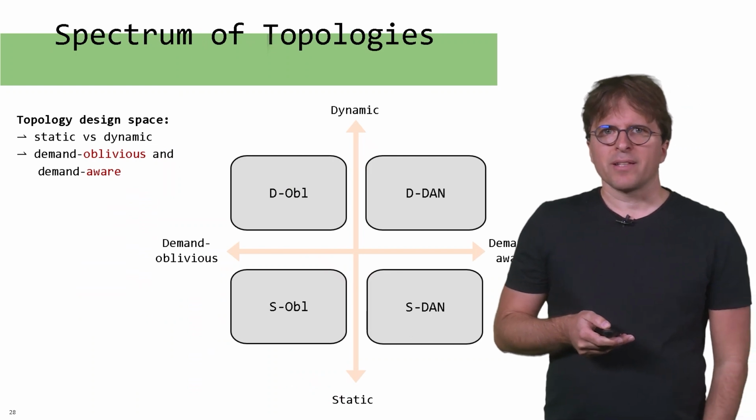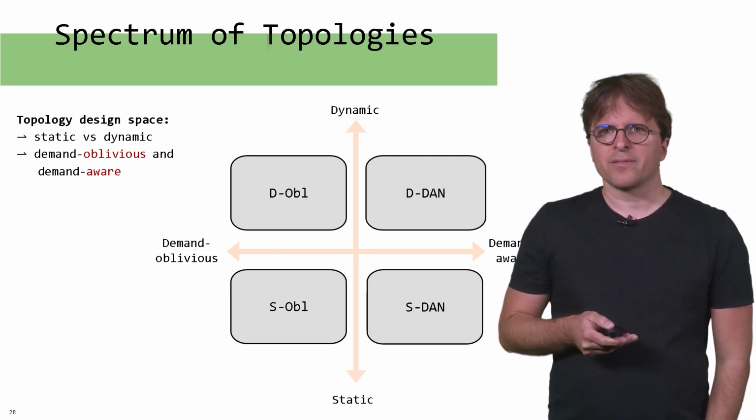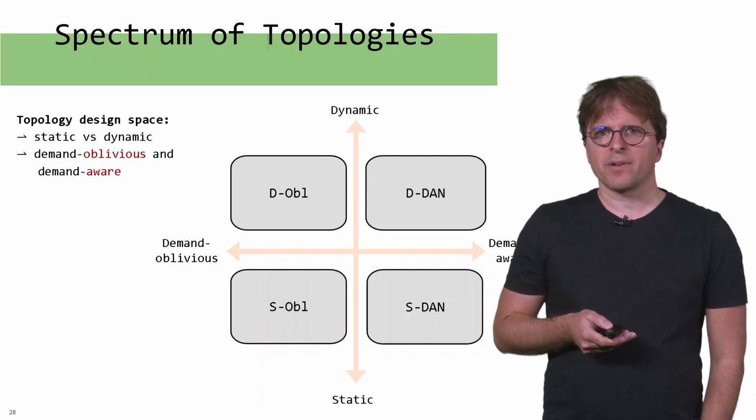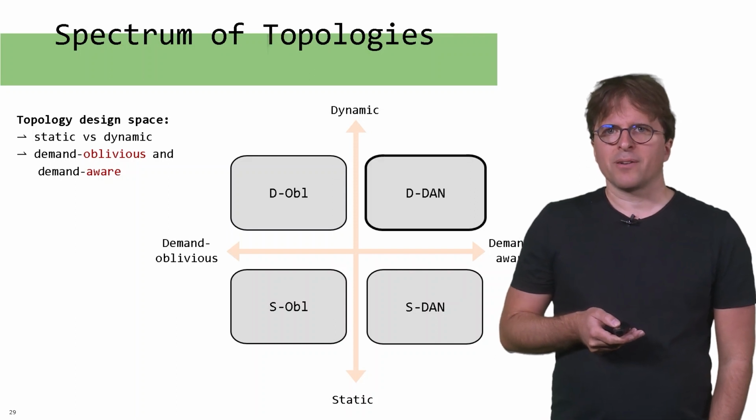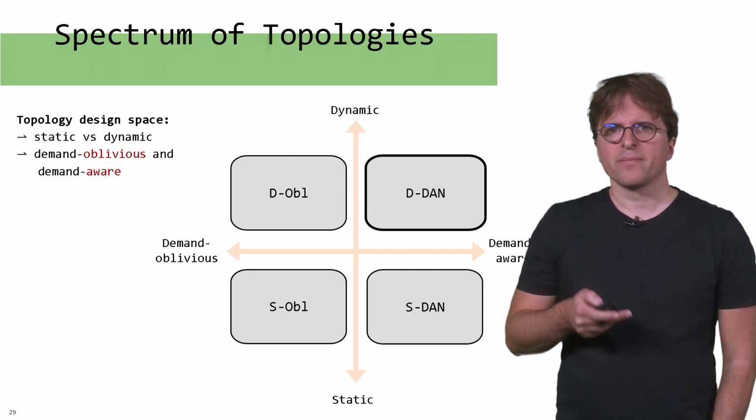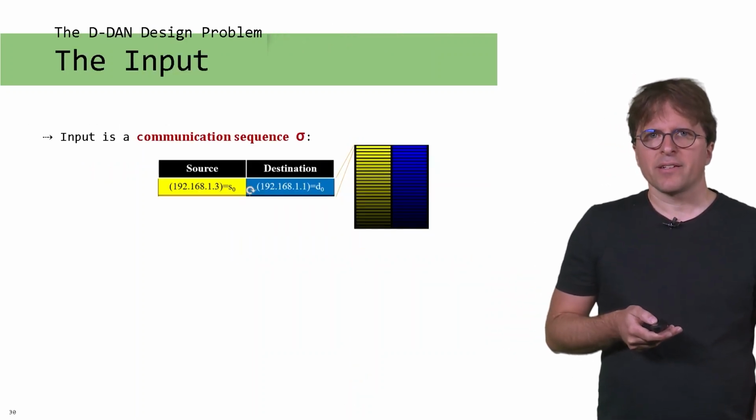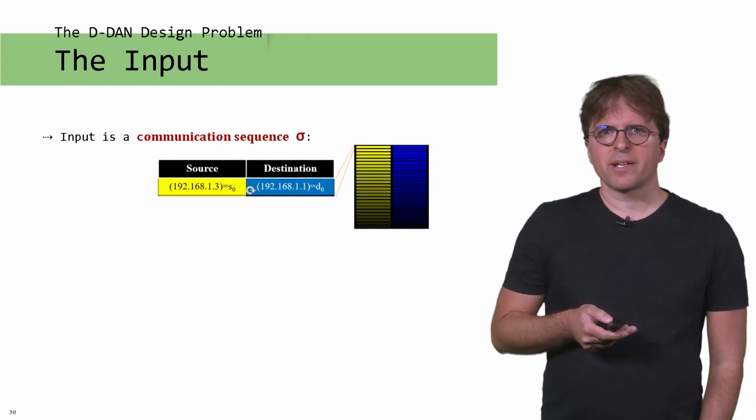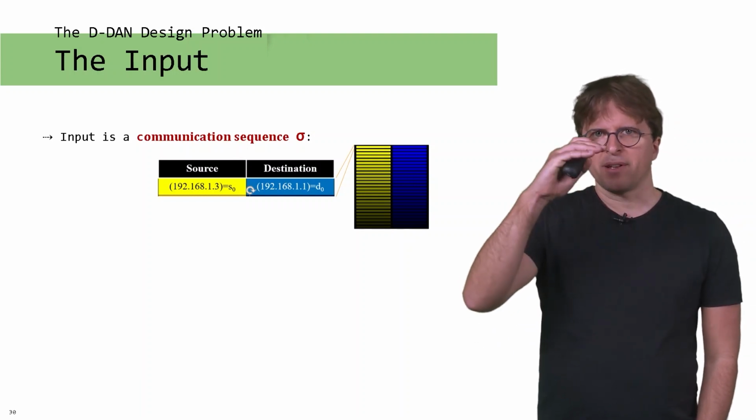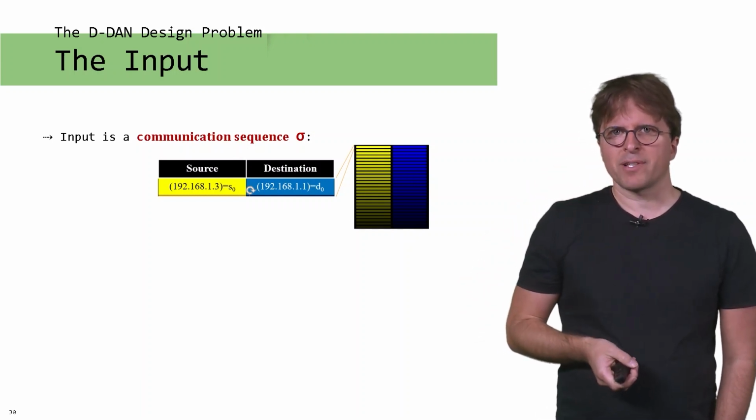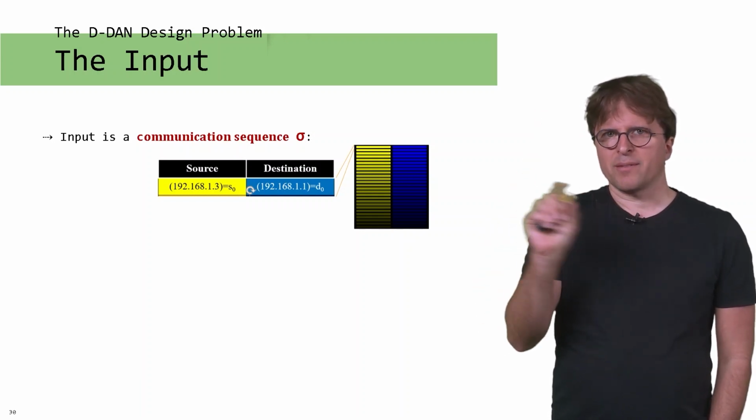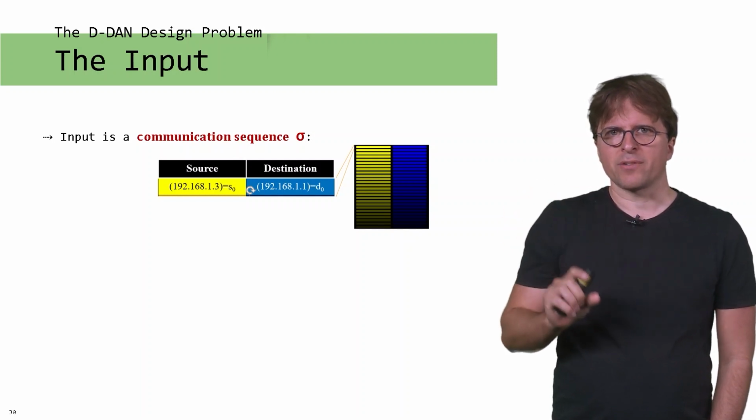So going back to this spectrum that we designed of possible topologies, now we have a good understanding of the static demand-aware networks. But what about dynamic demand-aware networks? What is the problem there? And here the input is not a static demand matrix, but it's like a communication sequence. Okay, so you may have pairs of racks, for example, that communicate over time, so here from the top to the bottom. And each entry in the sequence is like one communication request.